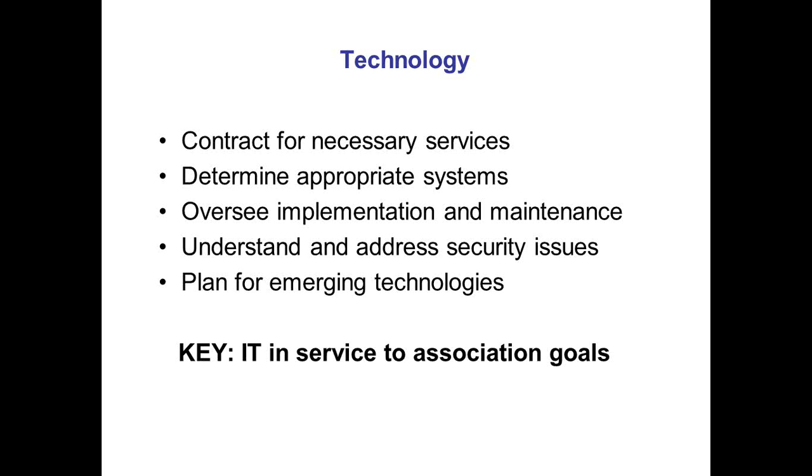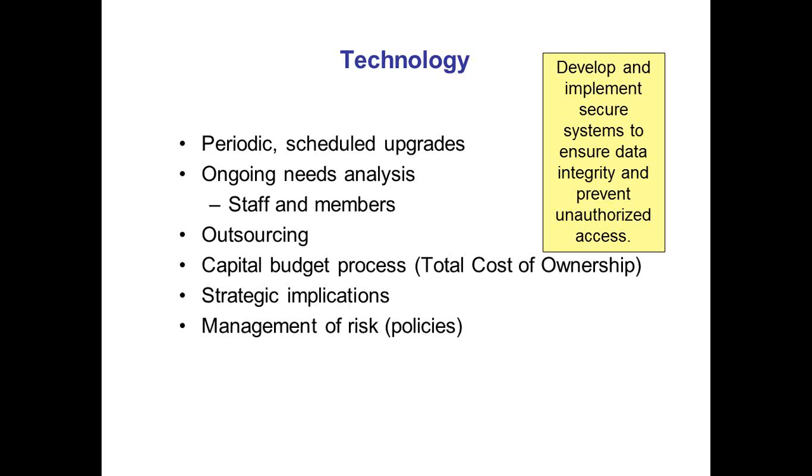Again, some basic, bread and butter stuff: periodic scheduled upgrades, manage it through a system. Make sure you're looking at what you need, not just through your internal view of your staff, but your members. Outsourcing we talked a little bit about before, and we'll talk about again in vendor relationships. Understanding the total cost of owning your systems, and that gets into some of the decisions that would need to be made, and there were some scenarios and case studies on this. Some of that had to do with outsourcing.